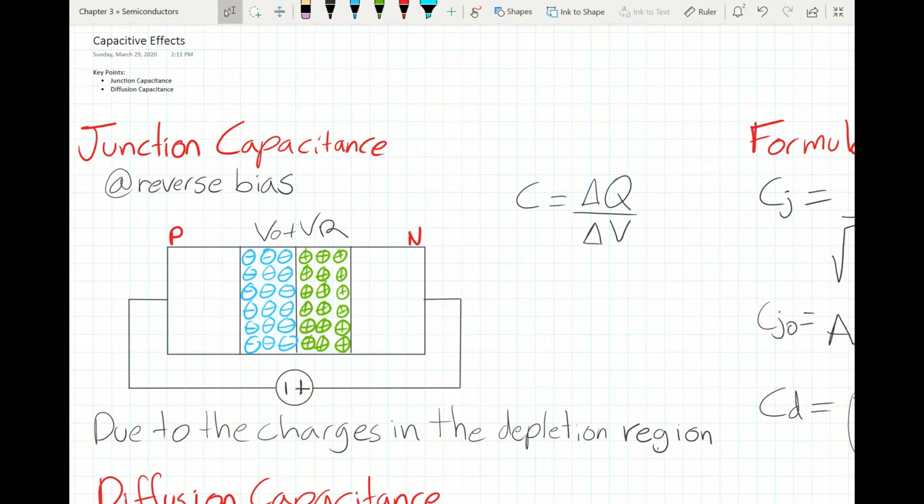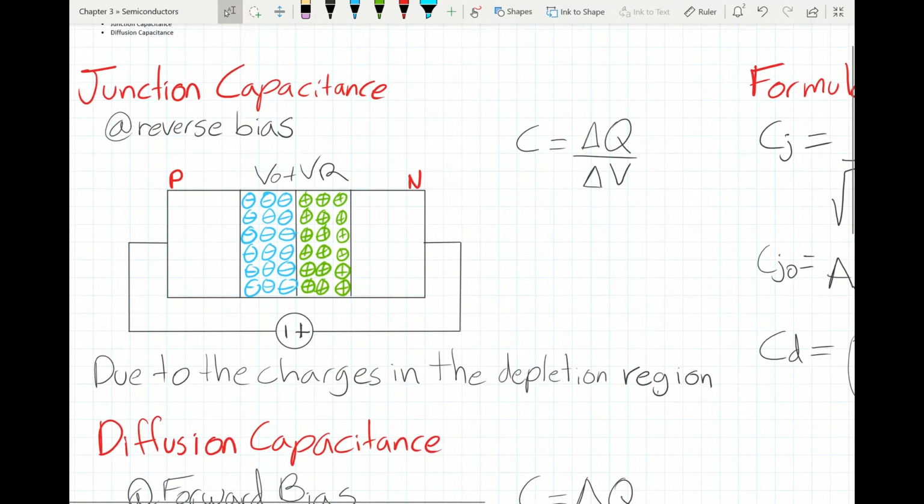Hello everyone. In this video I'm going to talk about the last section of this chapter of the book. It's section 3.6 and it's called Capacitive Effects in a PN junction. So we have two different capacitive effects on a PN junction. One is the junction capacitance and one is the diffusion capacitance. Let's start with the first one.